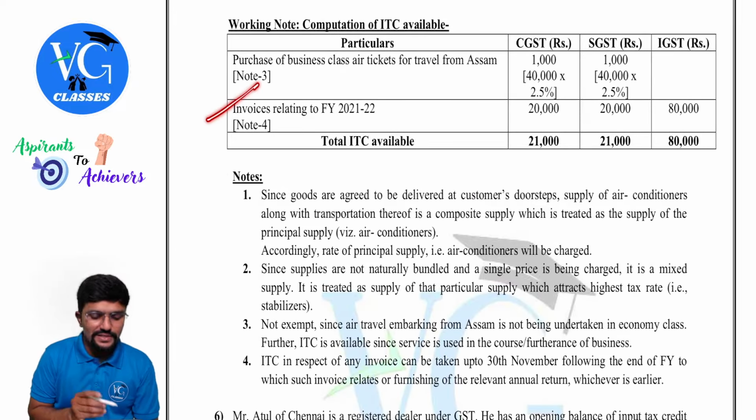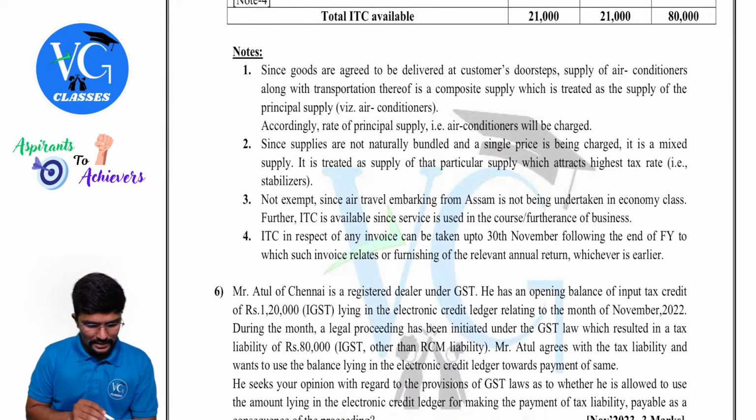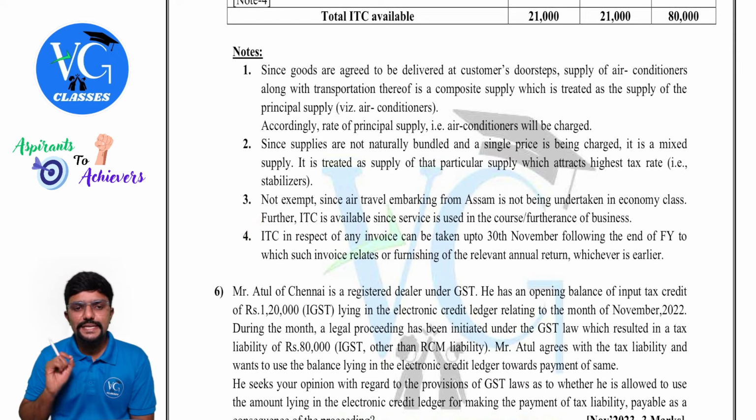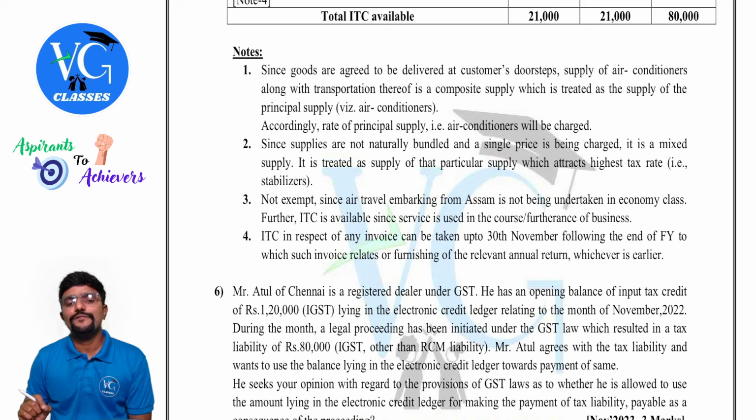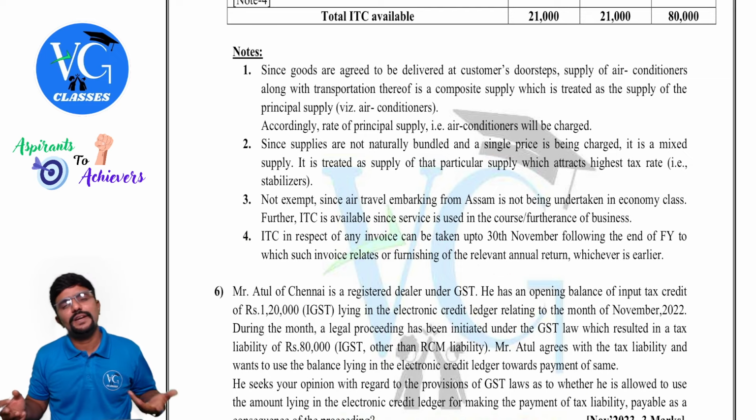Okay. Next, an invoice relating to financial year 21-22. As there is still time, we are claiming for it, guys. You can see I have given a note for that also. ITC in respect of any invoice can be taken up to 30th November following the end of the financial year to which such invoice relates, or furnishing of the annual return, that is GSTR 9, whichever is earlier, and they have not given this. We are still in October. We are assuming yes, sir, we are eligible.